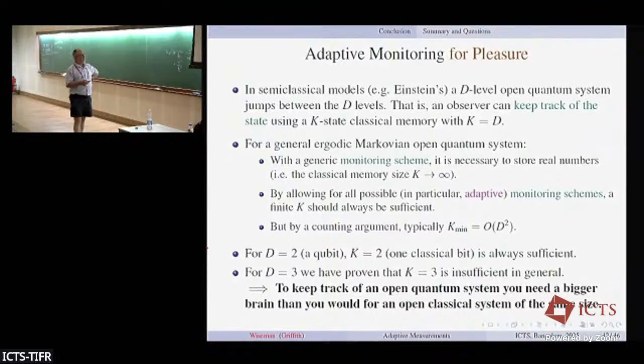Special cases: for a qubit, one classical bit is always sufficient, but even for d equals 3, we've proven that k equals 3 is not sufficient. So yes, you need a bigger brain to do quantum physics. Okay, thank you.